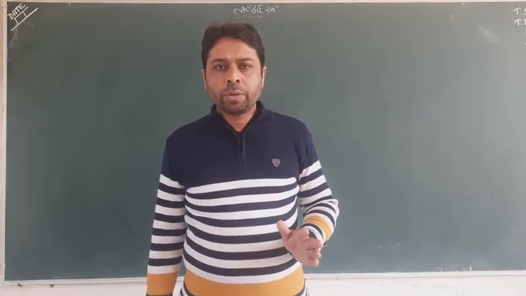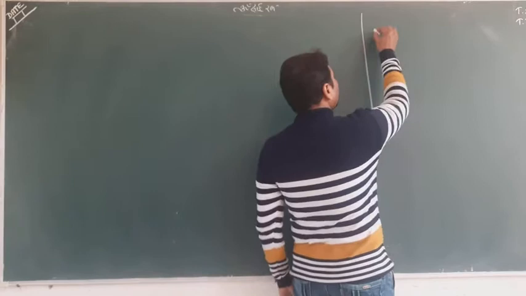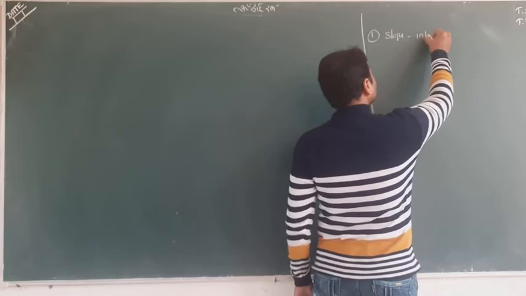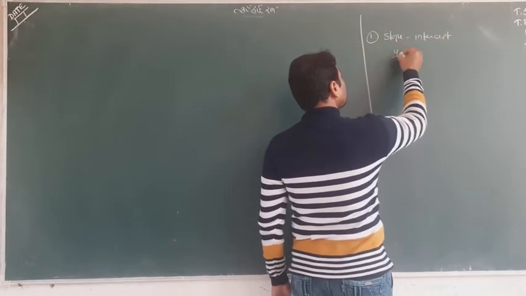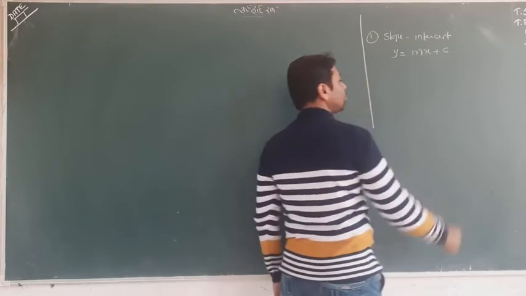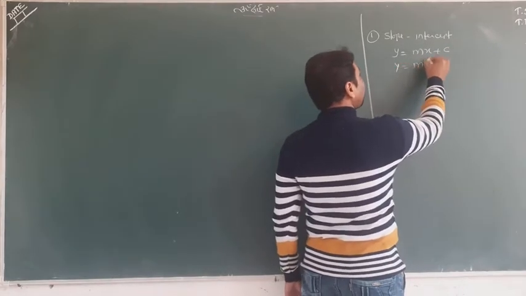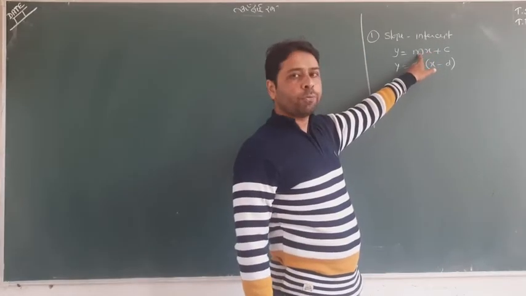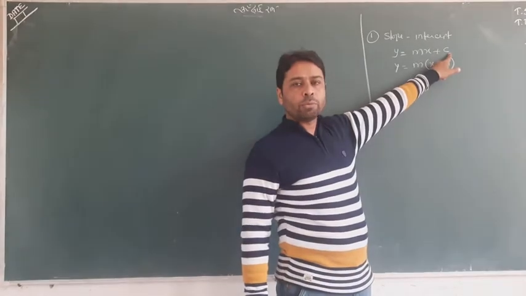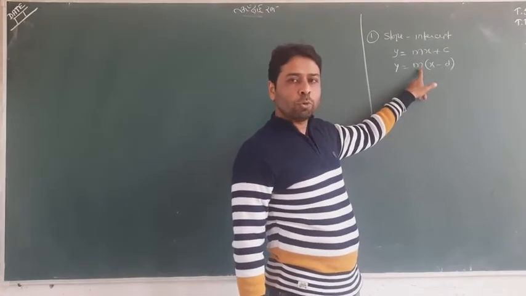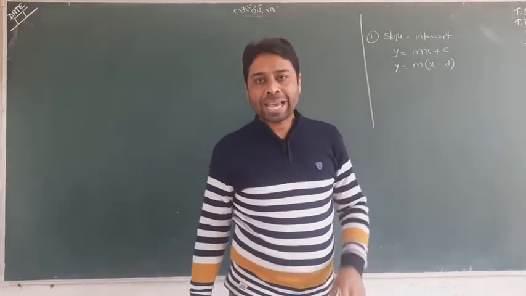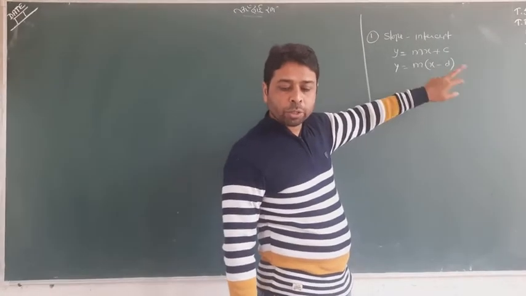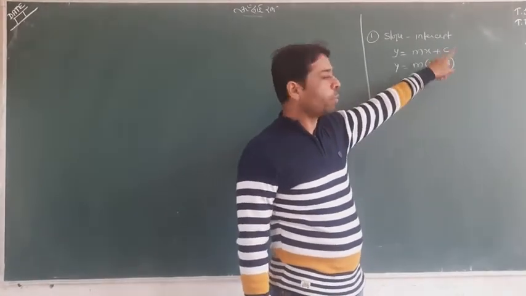In the last lecture we saw different equations of a line. We saw first slope intercept form. The form was y equal to mx plus c and y equal to mx minus d. This is the form where m is the slope of line, c is the intercept on y-axis. Here m is the slope, but d is the intercept on x-axis. So when the intercept on x-axis is given, we'll use this formula. When the intercept on y-axis is given, we'll use this formula.